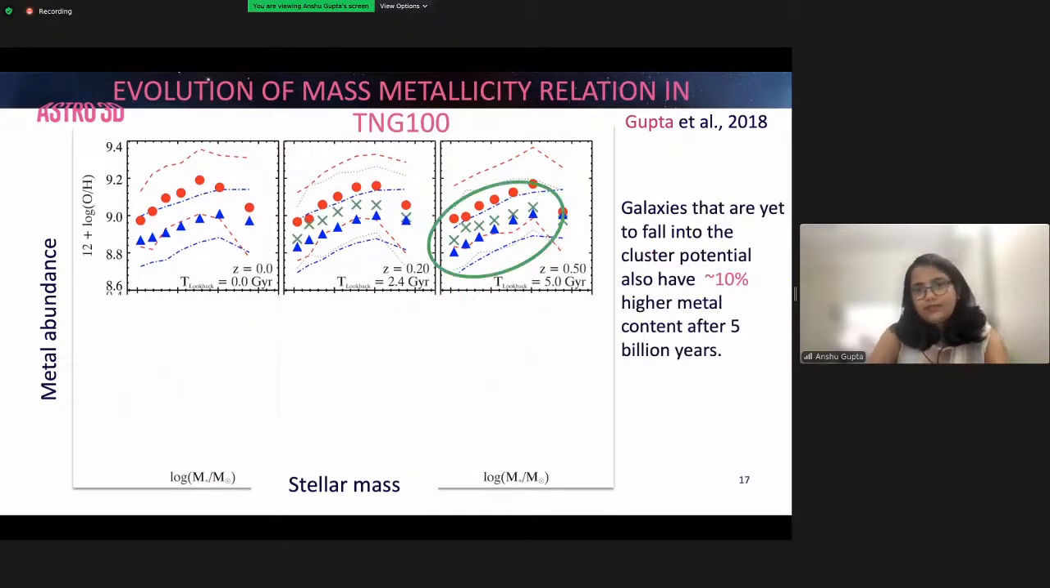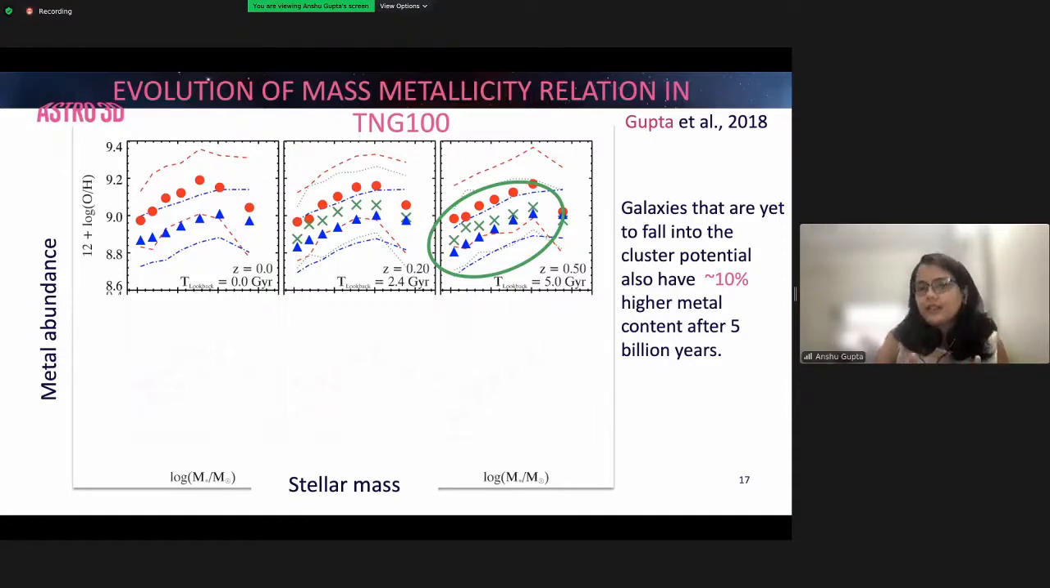Another interesting thing that we found was, since we were tracking when the galaxy became part of the cluster, we have this population of galaxies which are yet to fall into the cluster, and we were tracking their chemical abundance as well. At higher redshifts, their chemical abundances look very much similar to the blue triangles, which are the galaxies which live in low density environment. But at lower redshifts, for example, redshift 0.5 and below, the chemical content in these galaxies which are yet to become part of the cluster was also higher than the typical field galaxy. It was higher by about 10% only, but it was higher.